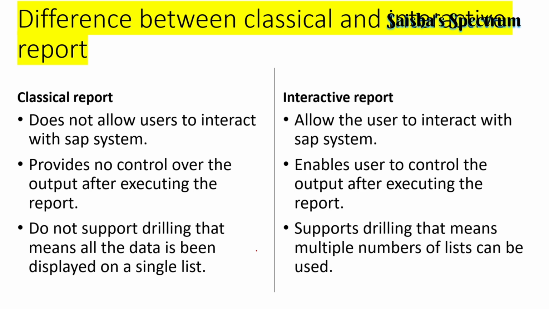The second difference is classical report provides no control over the output after executing the report, but interactive report helps user to control the output after executing the report. Third one, there is only a single list provided in the classical report, but multiple lists can be used in interactive report.